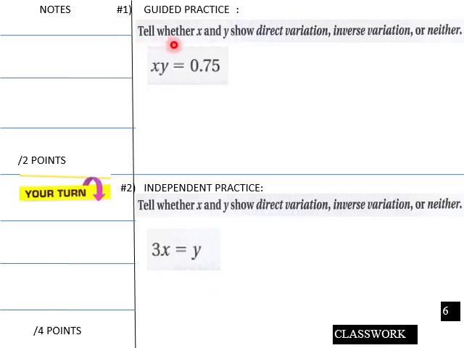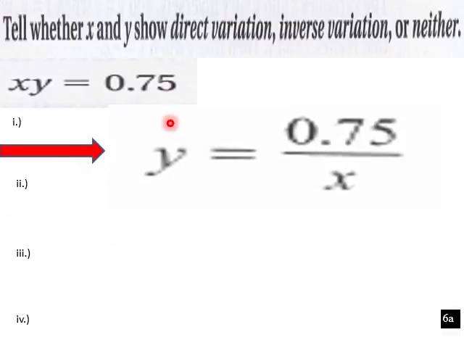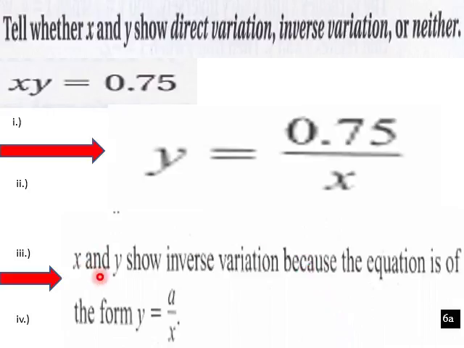Guided practice here. Tell whether x and y show direct, inverse variation, or neither. So here is our expression here. Same thing down here, students. This is your independent practice here. There's our expression, and then we simplify it further to y equals 0.75 over x. X and y show inverse variation because the equation is of the form y equals a over x. So it is an inverse variation here.